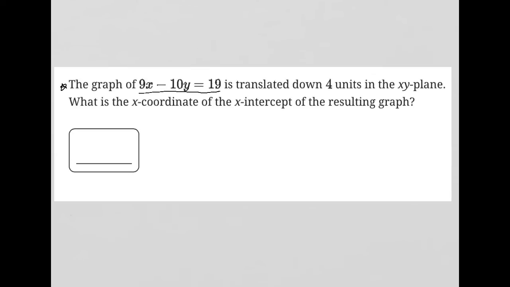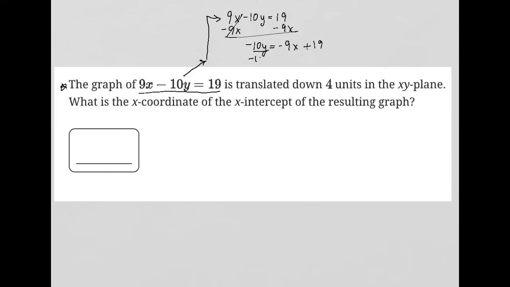So first of all, I don't like to deal with linear equations that are not in slope-intercept form. I have not seen on this test where it wasn't valuable to me to make sure that it's in slope-intercept form. So I'm going to start off by converting this into slope-intercept form. To do that, I'm going to get my y value alone. So I have negative 10y equals negative 9x plus 19.